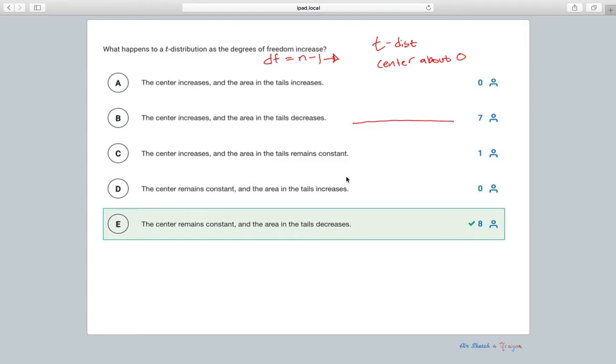They start out with heavier tails and a taller peak than a normal distribution. And as you increase the sample size, which effectively increases the degrees of freedom, what you're going to end up with is less area in the tails, a lower peak, and a more normal distribution. So as n increases, t will approach normality or a normal distribution. And that's just kind of something you have to know about the t distribution. There's no computations to make. So center remains constant, and the area in the tails decreases.